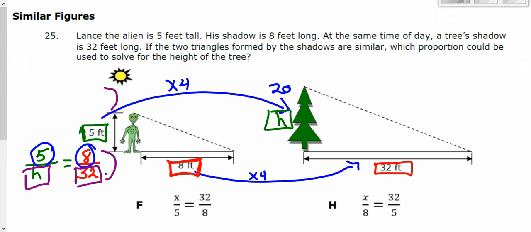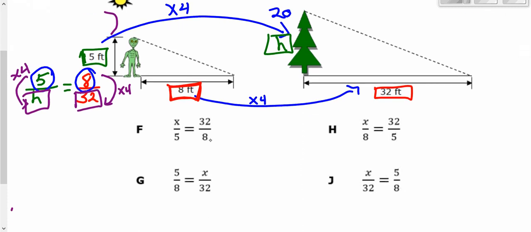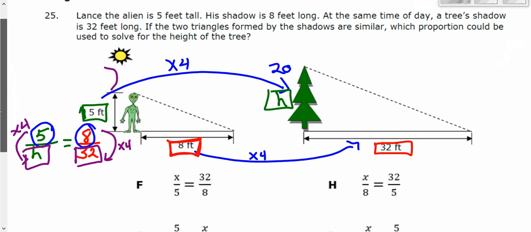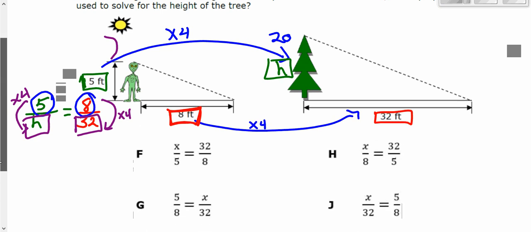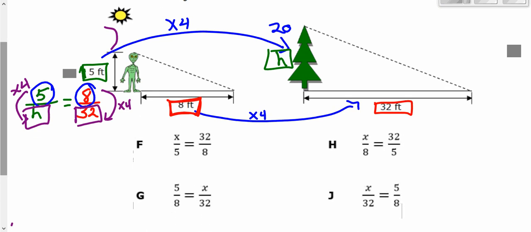So I could see 8 times 4 gives me 32, 5 times 4 gives me 20. Okay, so I'm looking for something similar to that. Let's see if we can do that with our others, to see which ones are correct. It says, if the two triangles formed by the shadows are similar, which proportion could be used to solve for the height of the tree? Okay, so let's see. 8 times 4, 5 times 4. Well, it looks like this one could be used.